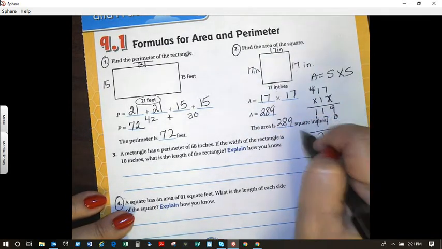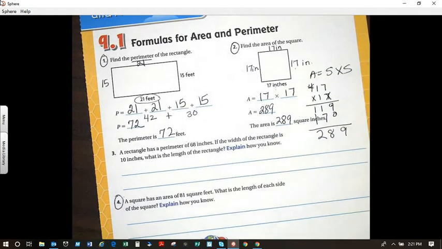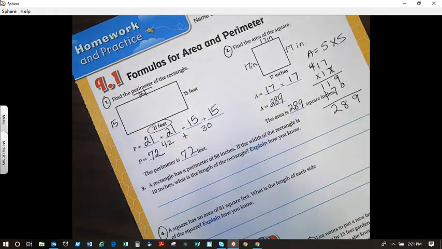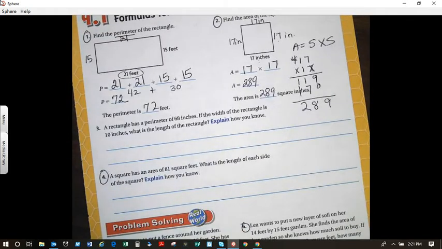289 square inches. So please make sure that you're checking your work against this homework. And if you didn't understand it, then stop or pause this video so that you can work it out and then come back to it as you get started or reminded.